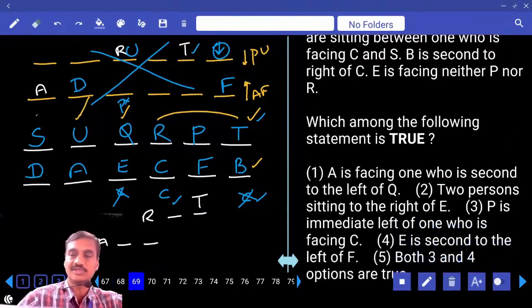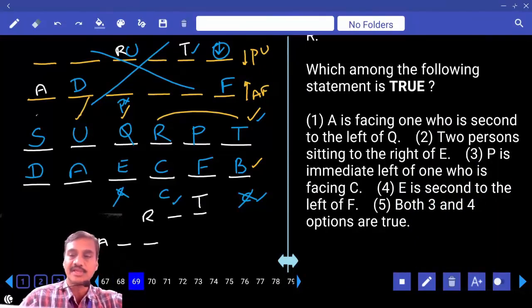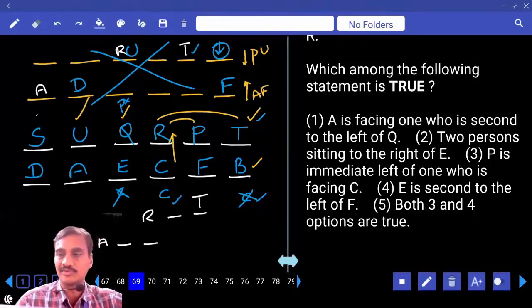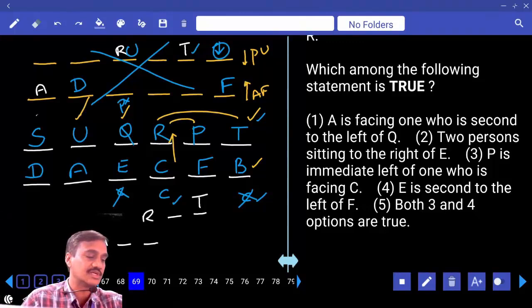Then 69. Which of the following statements is true? A is facing the one who is seated second to the left of Q. Second left of Q is A, that is false. And 2 persons sitting to the right of E, that is again false. P is to the immediate left of the one who is facing C, as the one who is facing C is R, and P is to the immediate left, that is definitely true, choice 3, 69.